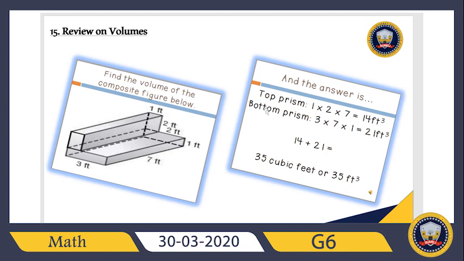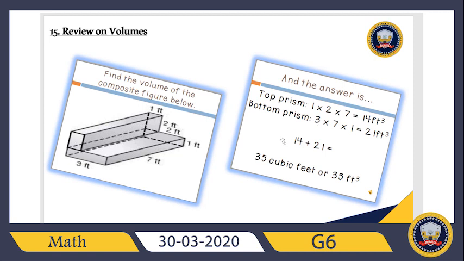So let's find the top prism, which is this one. The length here is equal to this length, which is 7 feet. My width is 1 foot, my height is 2 feet. I'm talking only about this prism on the top. So the volume is 1 times 2 times 7, length times width times height, which gives me 14 feet cubed.